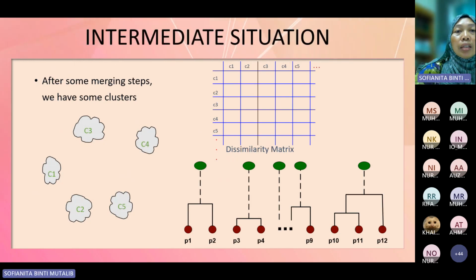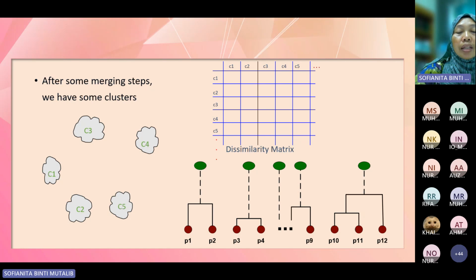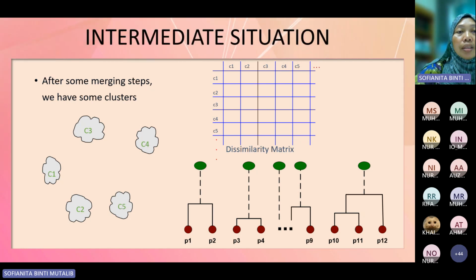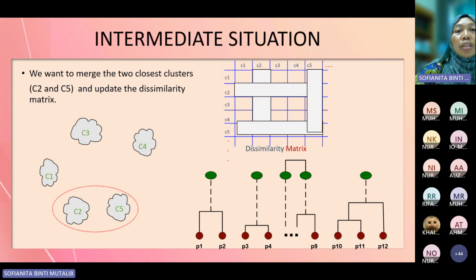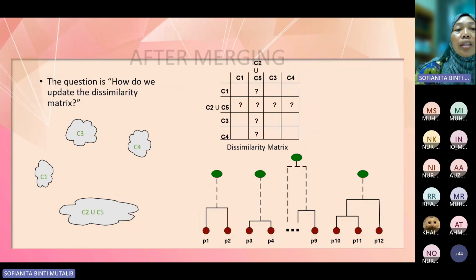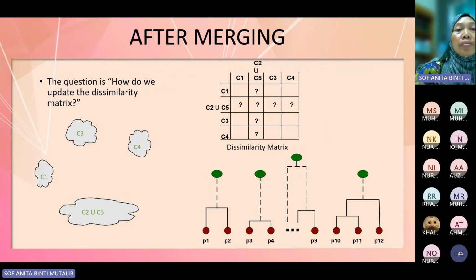Okay, so this is what we call an analogy. You can see the first steps, and this is the intermediate step. Then you also have to merge the clusters and update the dissimilarity matrix.